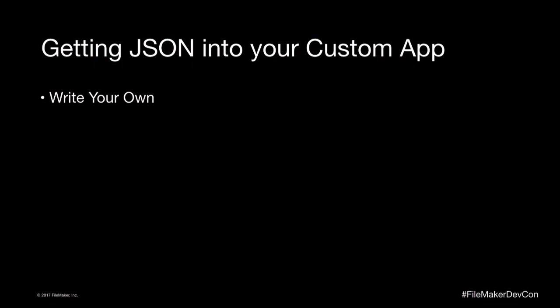Right. So we're getting to the meat of the matter here. How do we get JSON into our custom apps? You could write your own from scratch. You could have it in a text document and bring it into FileMaker that way. Or more typically, you can import it from a web service. So that's what we're going to do, look at how that's done, getting it in from the web service.